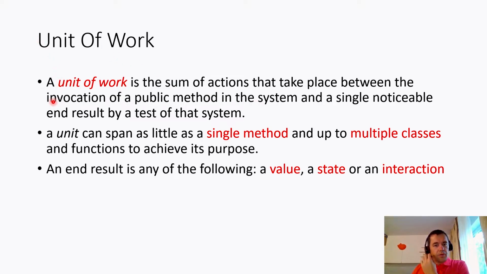Specifically, this unit of work is the sum of actions that take place between the invocation of a public method usually and a single noticeable result by the tested system. A unit can span a single method or multiple classes and functions to achieve an observable result. An end result is any of the following. It can be a returned value, a state, or an interaction.